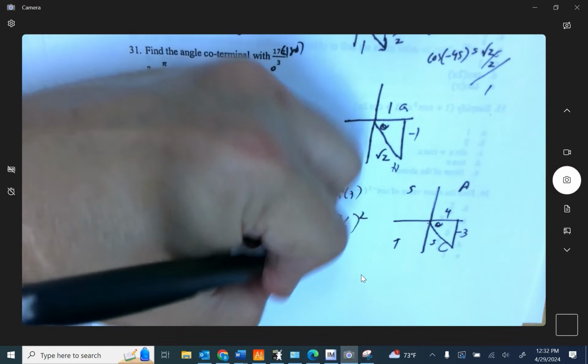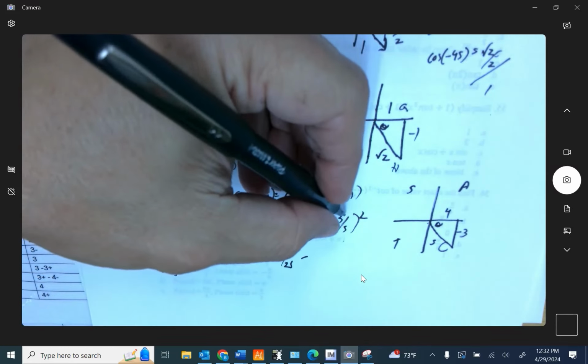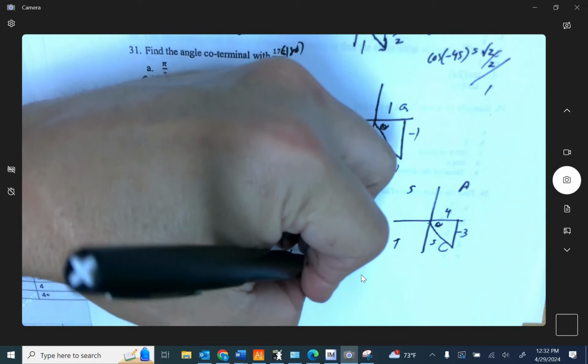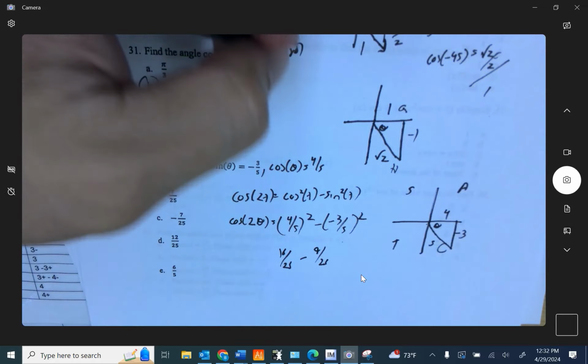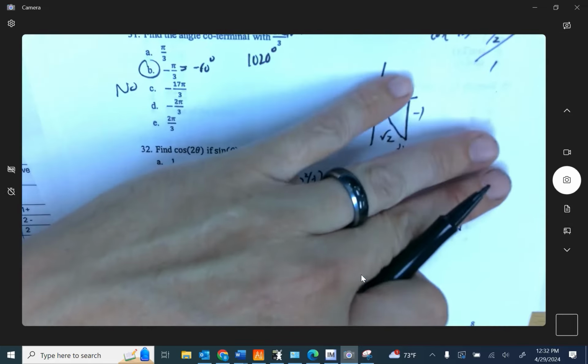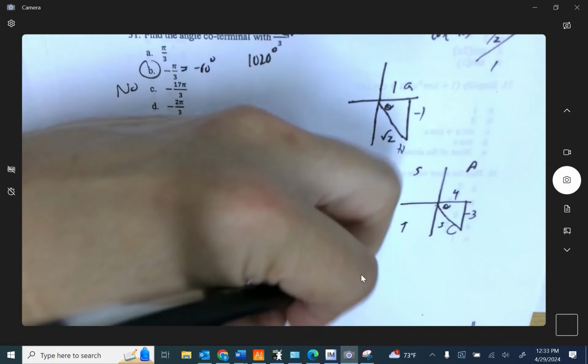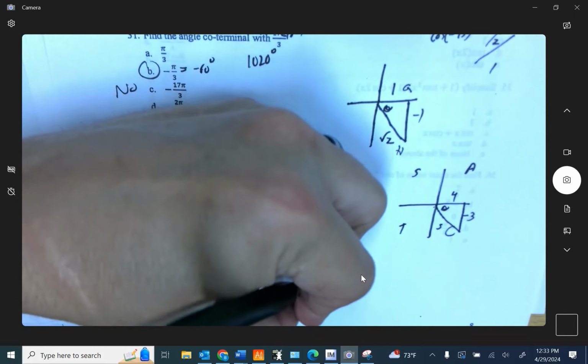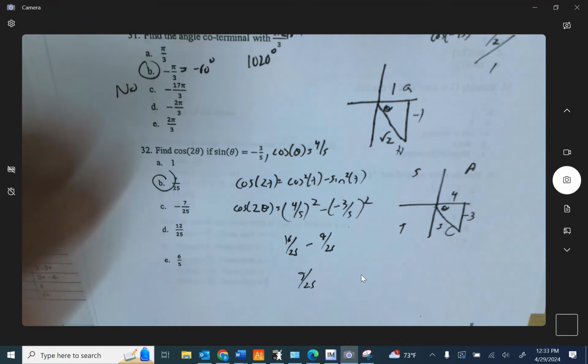4 squared is 16, 5 squared is 25, 3 squared is 9, 5 squared is 25, 16 minus 9 is what? 7? 7/25. Choice B. That is where I stop from now.